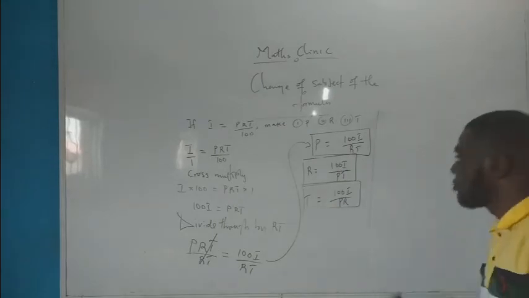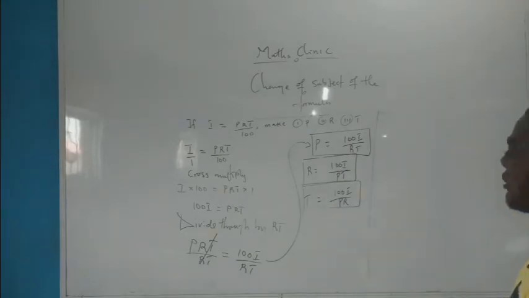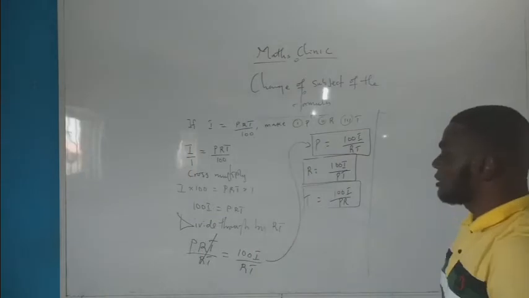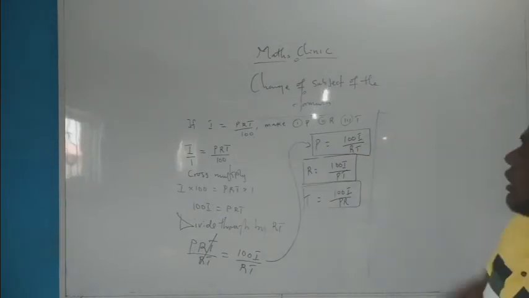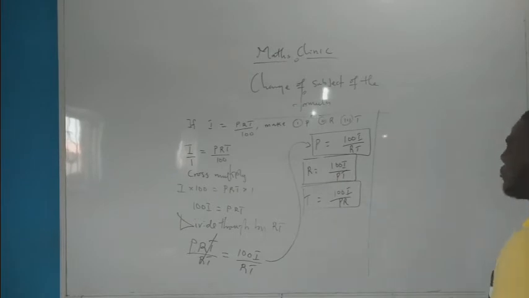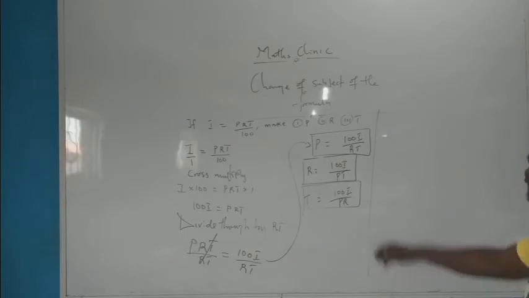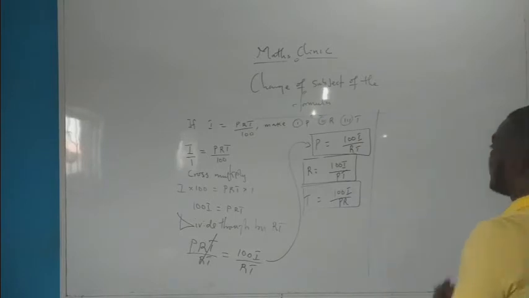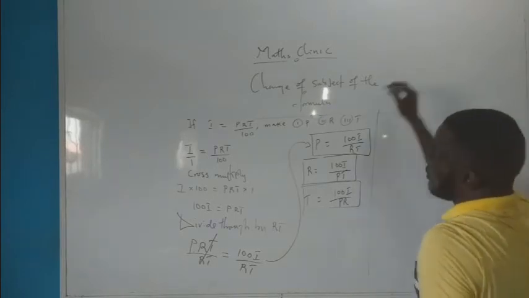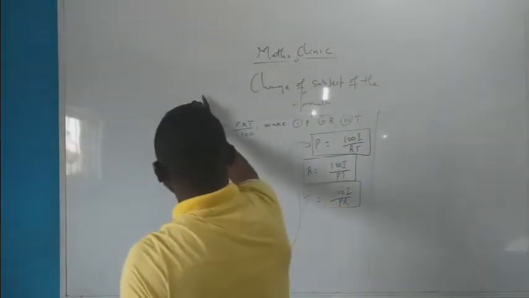Making P the subject, where P is the principal, R is the rate, and T is time. Time in years, this in naira, or in dollars, or in cities. That's the interest. Okay, so let's look at this. That's example 1.